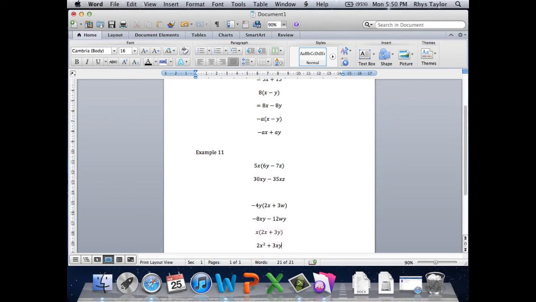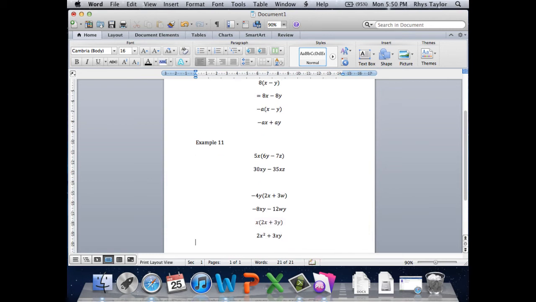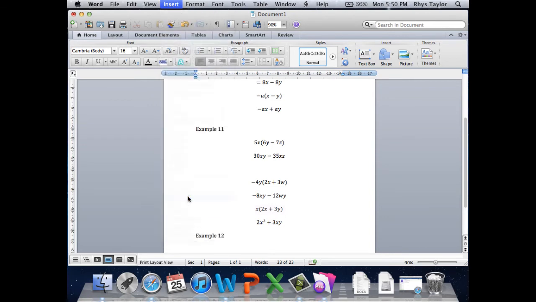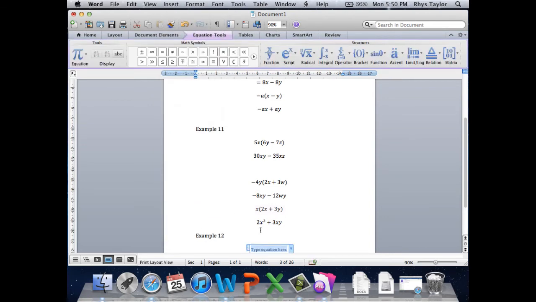Let's see if we can pump through these other examples just as quickly. Example 12. Nothing too fancy here. We're just going to have to simplify because we'll find some like terms in this one. 4(x take 4) plus 5 at the end.